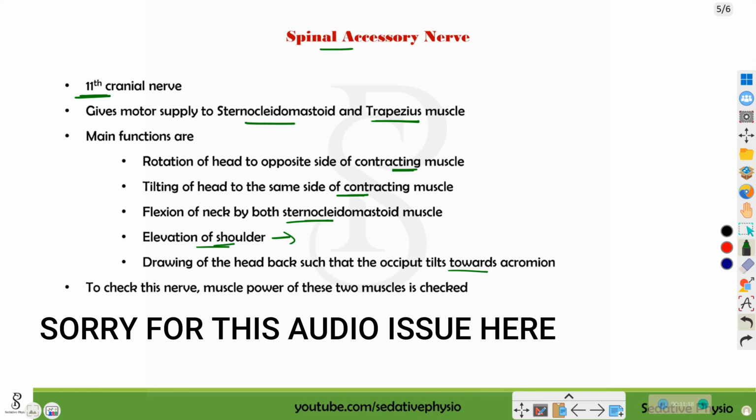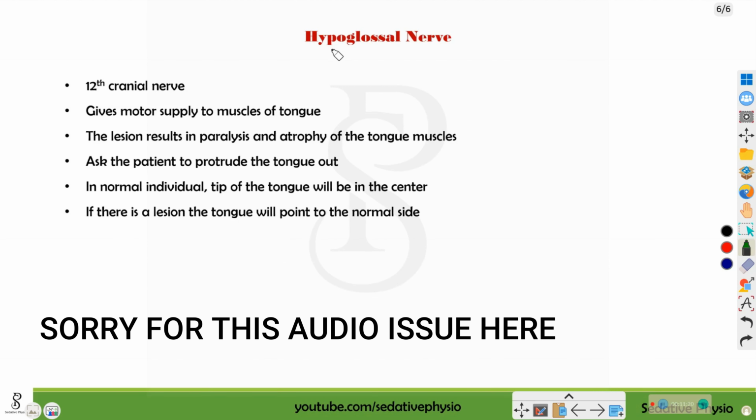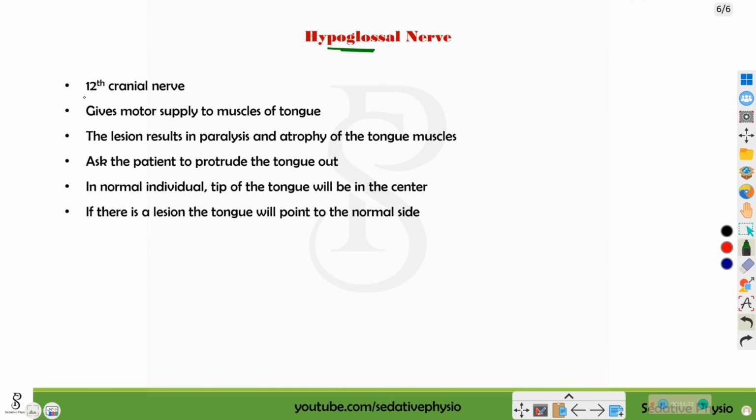After the spinal accessory nerve, we have the last nerve, that is the hypoglossal nerve. It is the 12th cranial nerve and it is responsible for the motor supply to the muscles of the tongue. It supplies the muscles of the tongue.